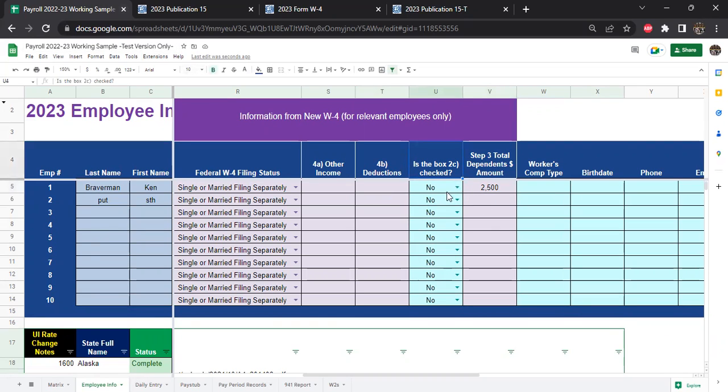That's really important. And I have the default as no, because it will withhold the higher amount if the default is no. And it's usually no, unless the person's working more than one job. Then step 3, they enter their dependents right here. This is what you need for the W-4.